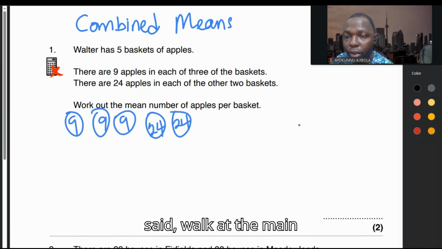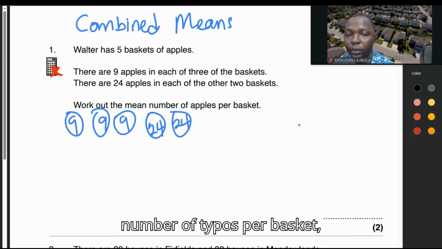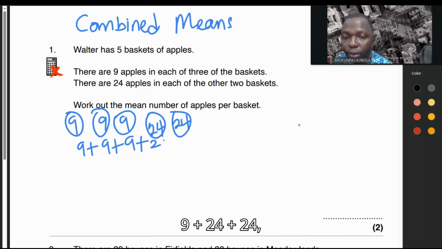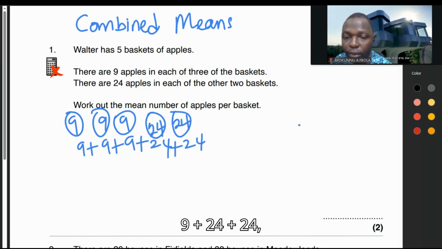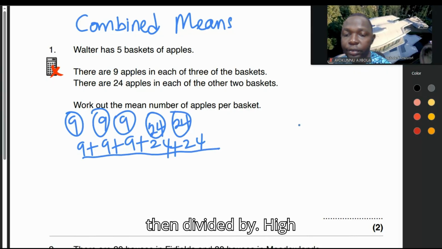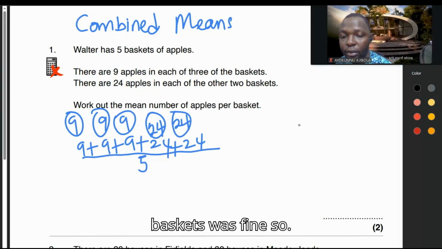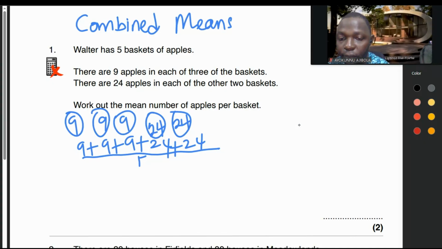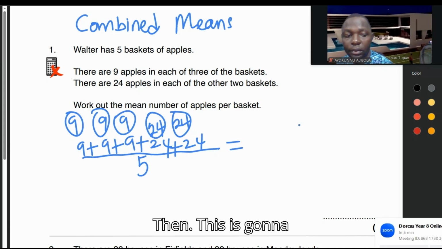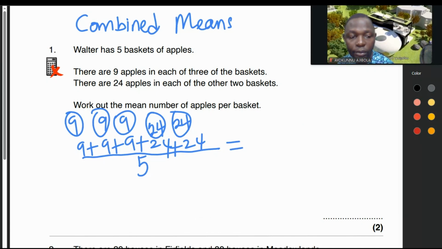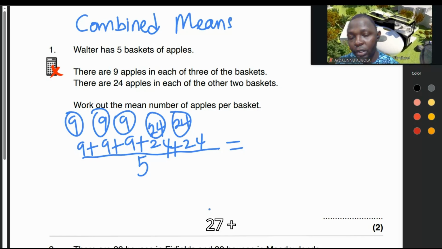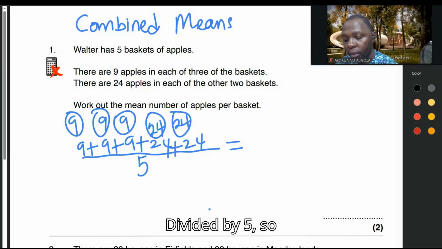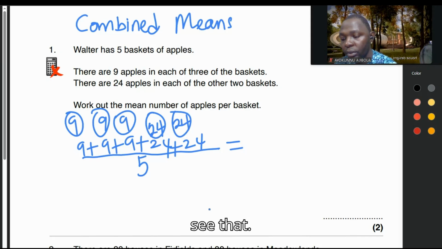So to get the mean, you said work out the mean number of apples per basket: 9 plus 9 plus 9 plus 24 plus 24, then divided by 5 baskets. So let me write that 5 again. Then this is going to be 27 plus 48 divided by 5.